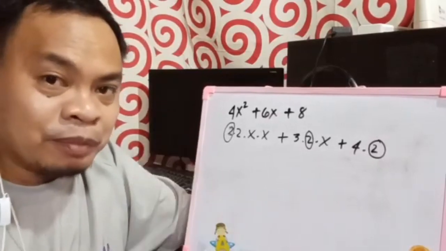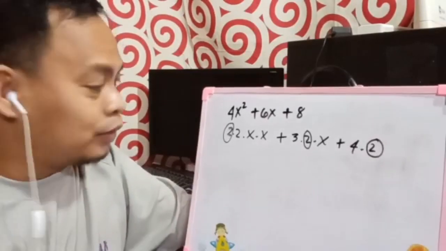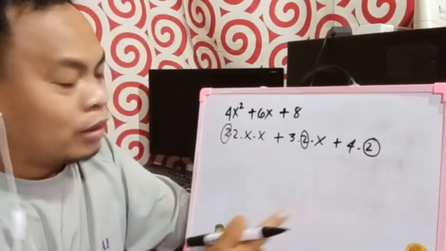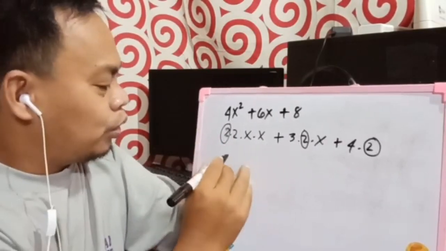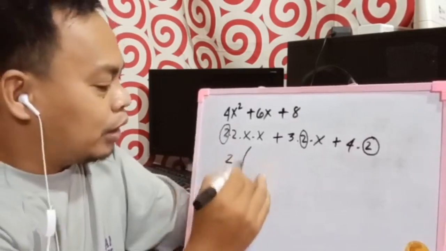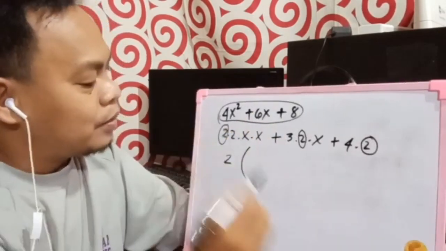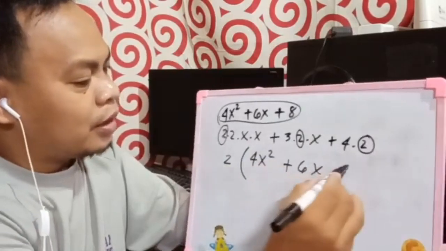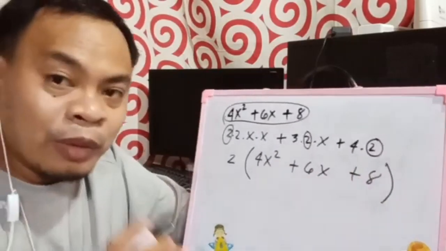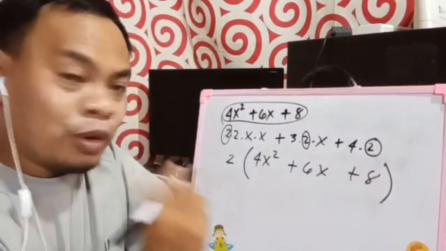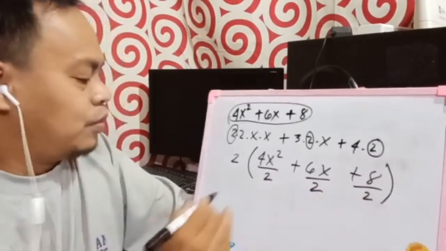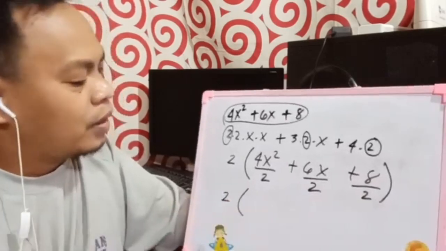So third step, pull out the GCF. So our GCF here is, anong common sa kanilang tatlo? Sa tatlong terms, 2. So labas natin si 2. Pull out the GCF, then we will write this one here. So 4x squared plus 6x plus 8. Then we will divide everything by our GCF, which is 2. Divide by 2. So simplify.